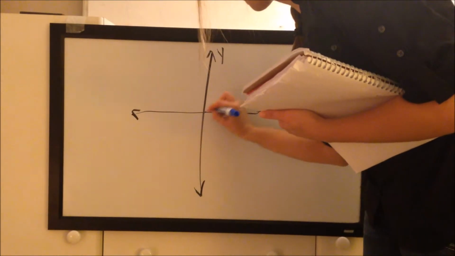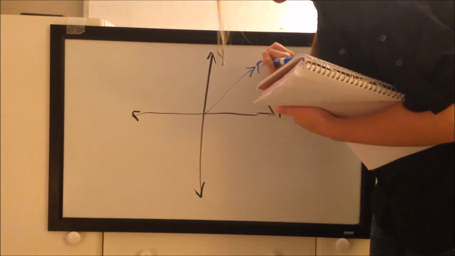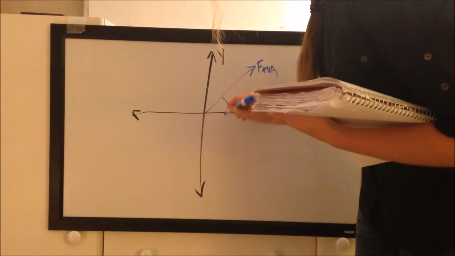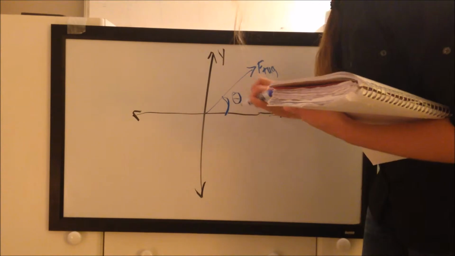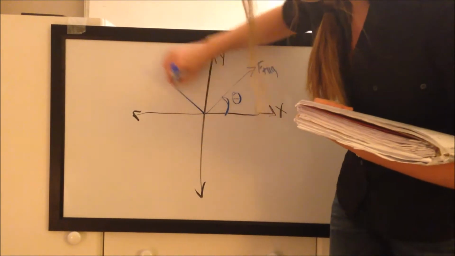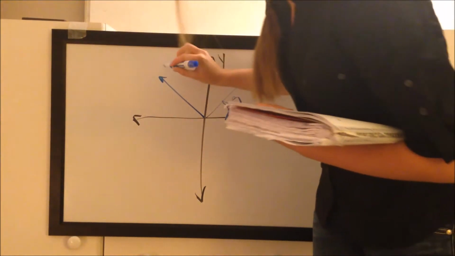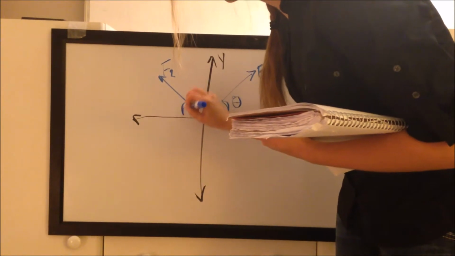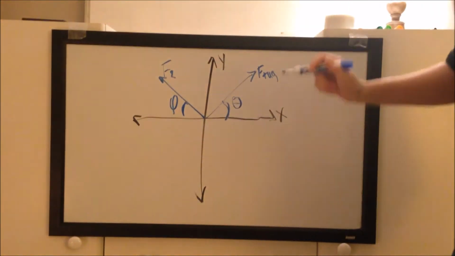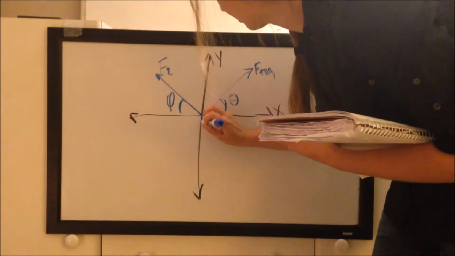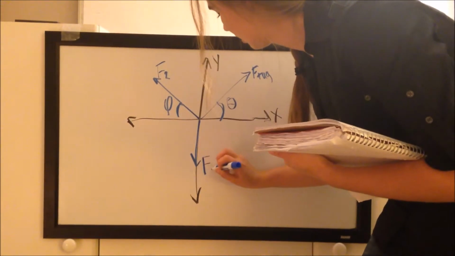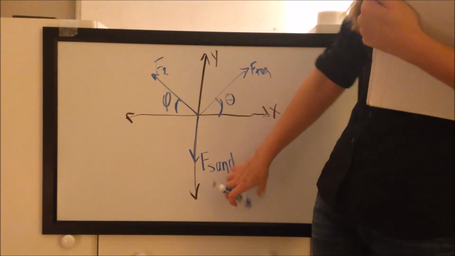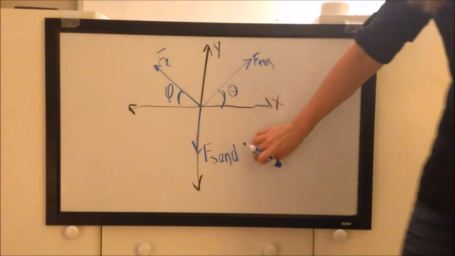So first off, we have our one given, which is going to be F tug. Now, the force of the tug is going to make an angle of theta with the x-axis. Then we know we have to find an unknown force, which we will call F2. Now, F2 makes an angle of phi. What we're trying to find is going to be F sand, the force of sand on the boat, which we'll notice is only going in the negative y direction, which will be important later.